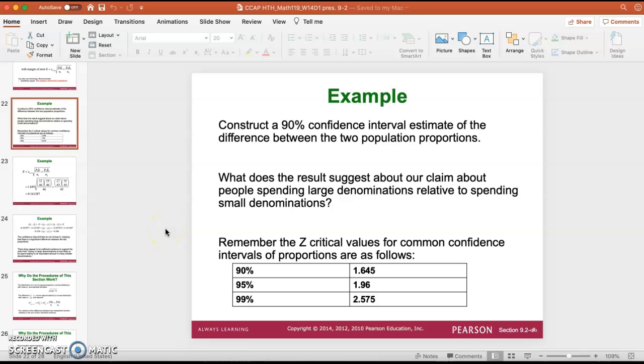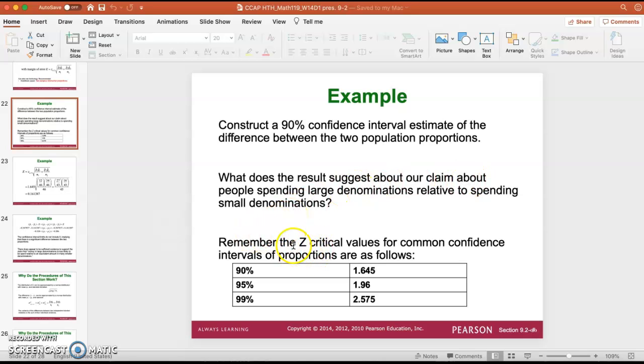And now to finish up the confidence interval example, we're going to construct a 90% confidence interval estimate for the difference between the two population proportions. So that was the spending with dollar bills versus quarters. And we're going to look at what the results suggest about our claim about people spending large denominations relative to spending small denominations.